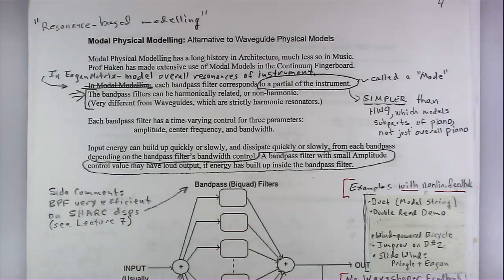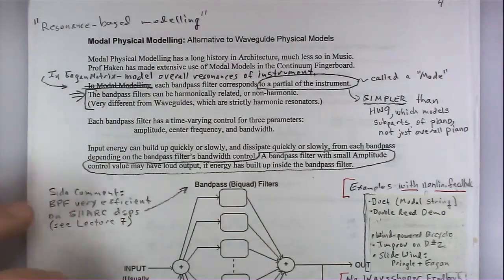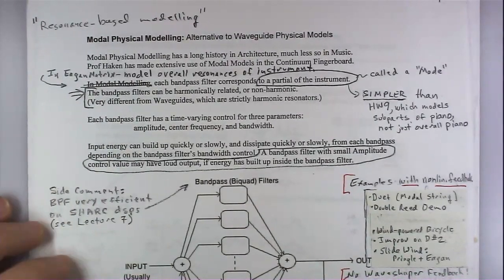But if you want to morph between one kind of instrument and another, they're going to have different structures. You can't really do that. And so in the Eigen matrix, this has been very useful, despite how simple it is.